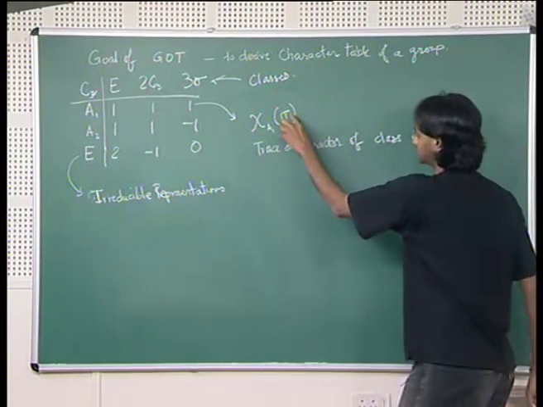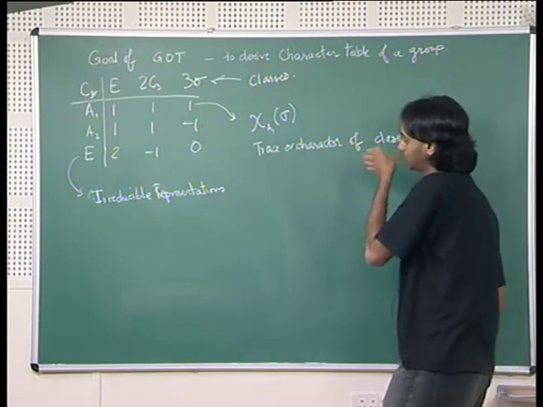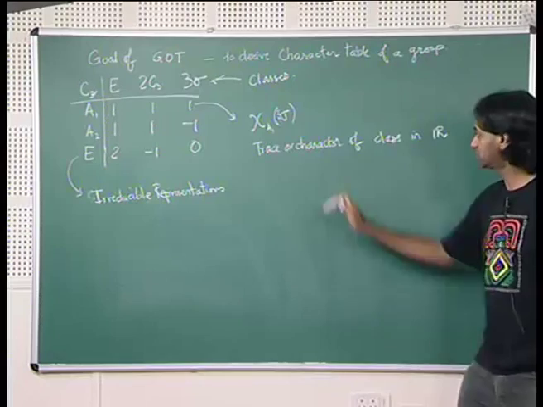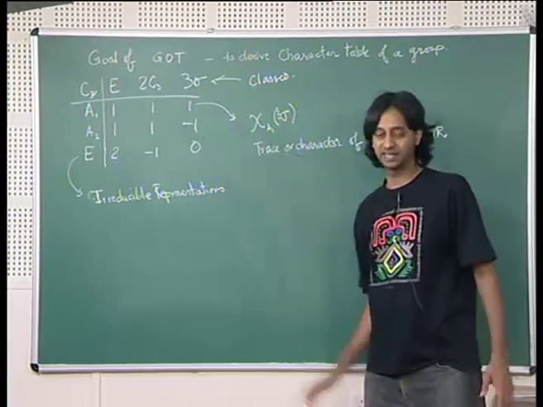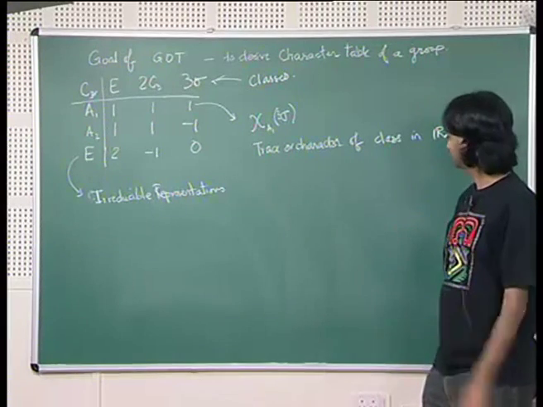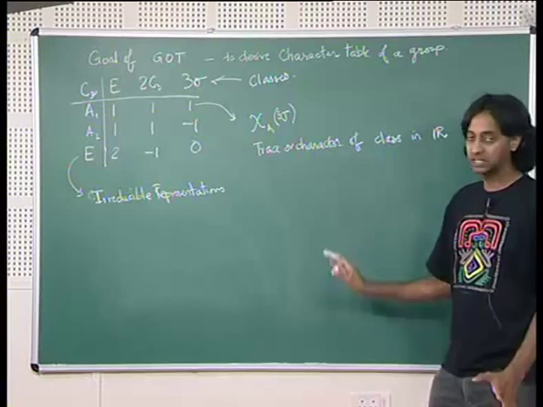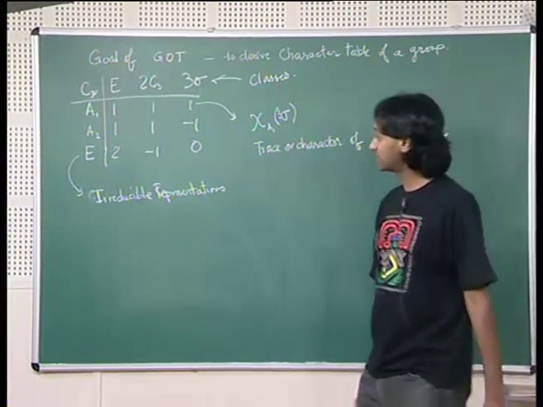So the character of sigma, which is the element of the class in A1, or if you want, you can write 3 sigma. Since all these three sigmas have the same character, you just need to write the typical character of 1. So this is what the character table contains.